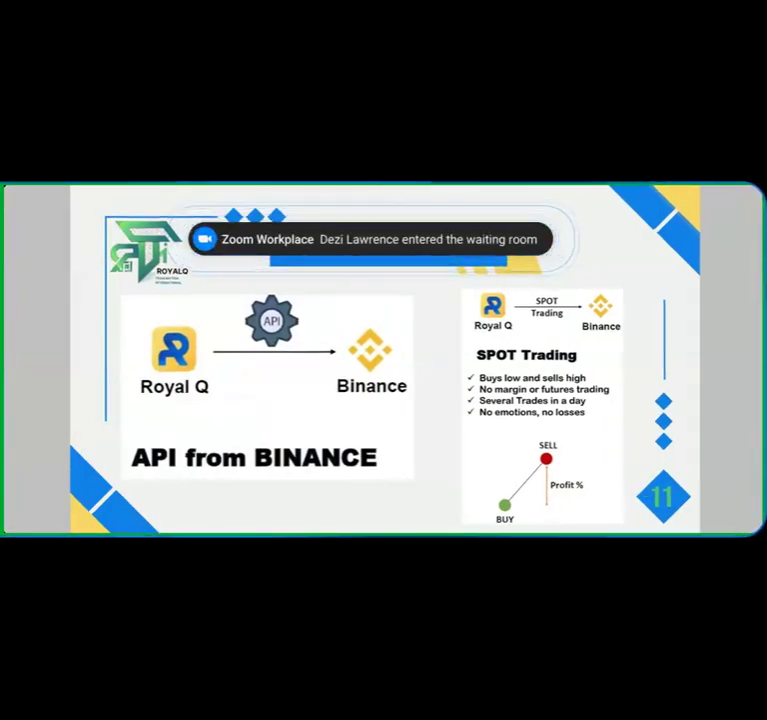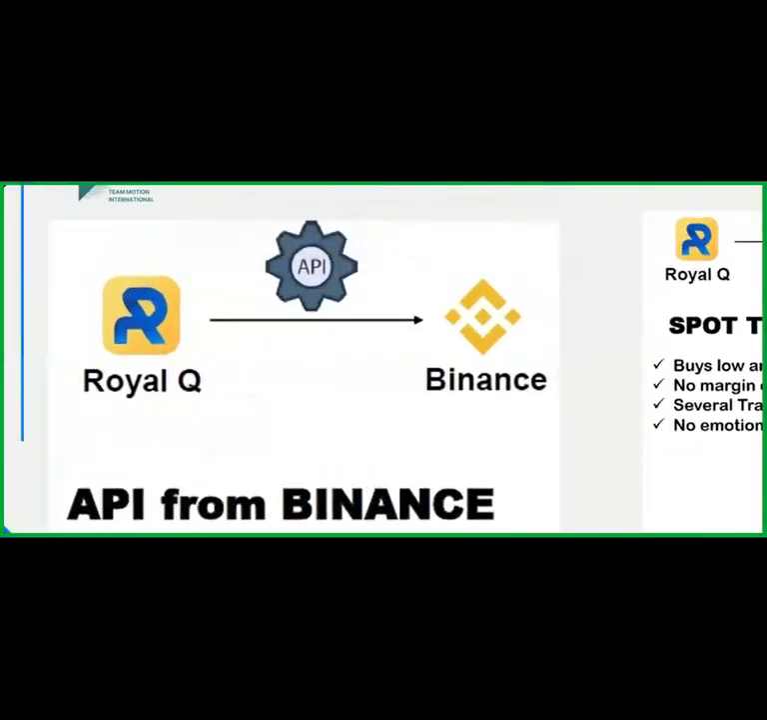Now, we have over here an image that shows on the left the RealQ bot. In the middle, we have the API, and on the right, Binance. In this case, your Binance would be your digital bank account. This is where you keep your money.